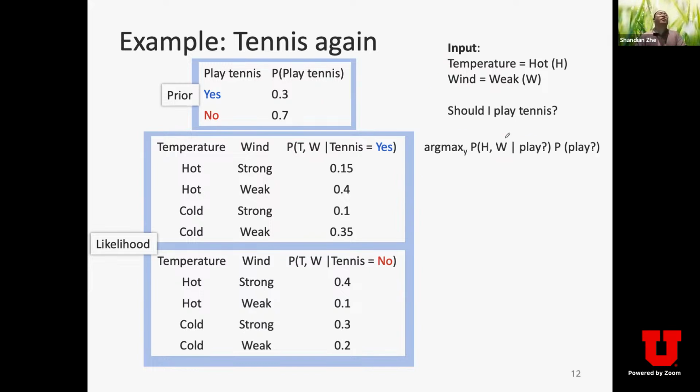Apply the rule we just discussed. We just maximize the product of the prior probability, play or not, and the likelihood given the decision of playing outside or not, given you have observed the input data, which is hot temperature and weak wind.